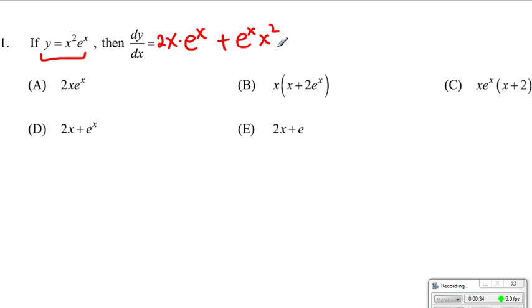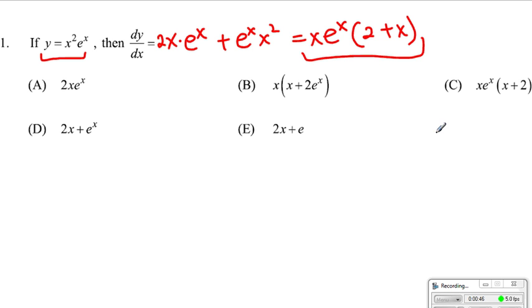But when we factor out the common factor, we end up getting e to the x with x in front of it. Then we end up getting 2 plus x. So anything equivalent to this one would have been our answer. Seems like choice C to be the answer.